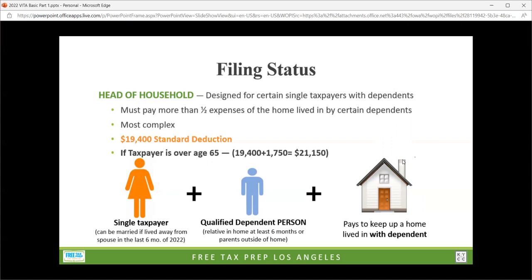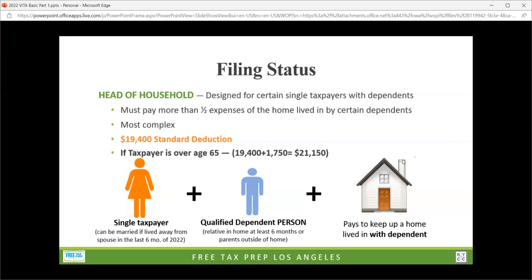Why? Because we need to make sure that all 3 requirements are met. The standard deduction for head of household is $19,400. And if the taxpayer is over the age of 65, we're going to be adding $1,750 on top of the regular standard deduction. So let's review.